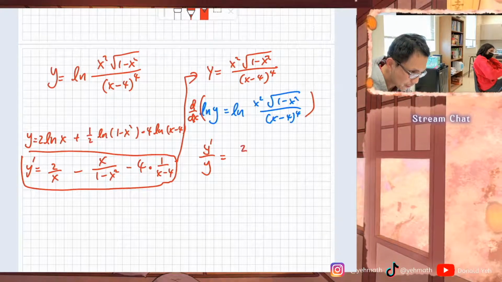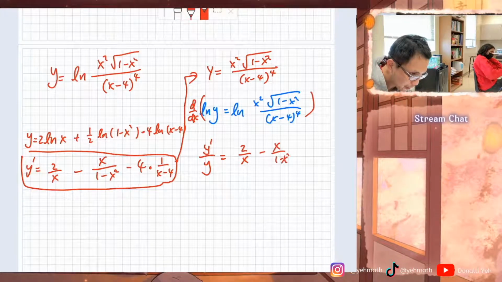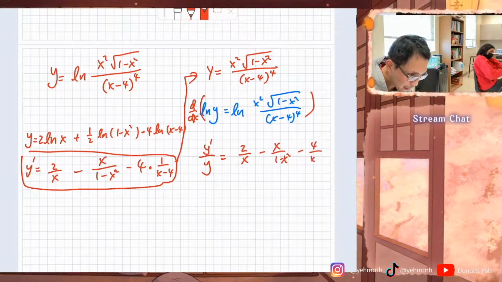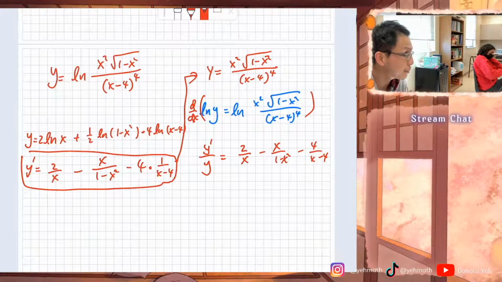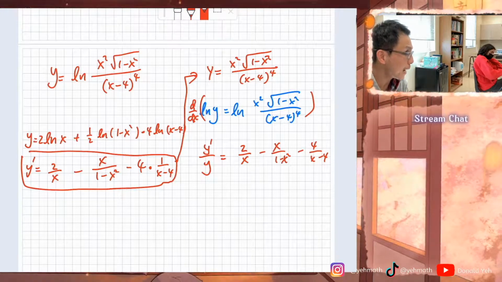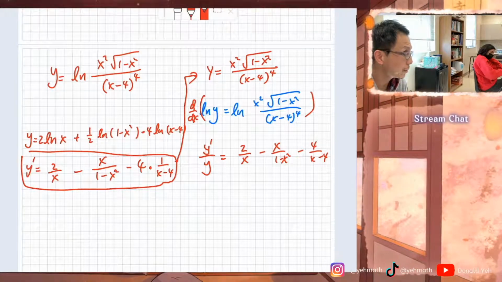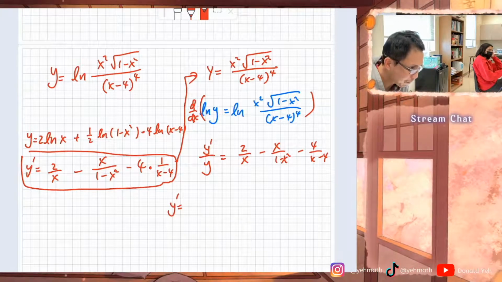Now that's equal to, we already know the derivative of this. Derivative of this is going to be what? 2 over x minus x over 1 minus x squared minus 4 over x minus 4, because we already did that earlier. You can do that again because of different questions. Now that's not dy dx. What do you have to do? Isolate the y prime. So y moves to the other side.